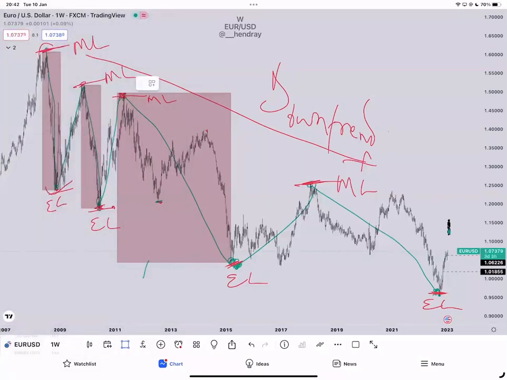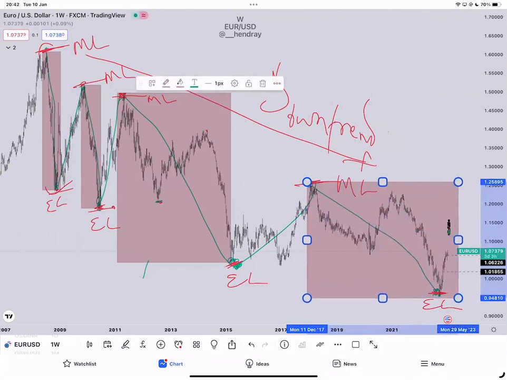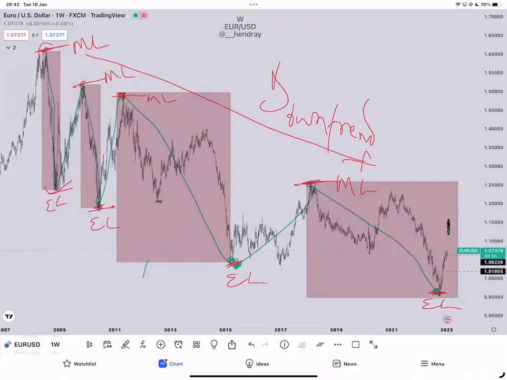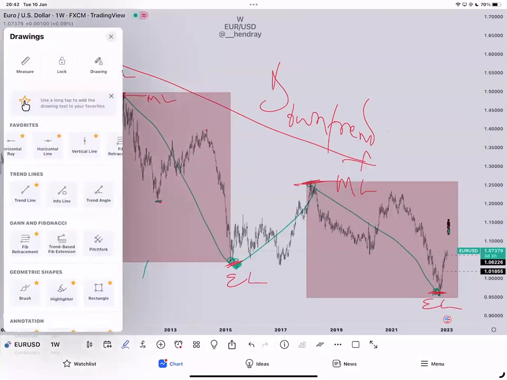It's very simple. Then from this high, that is from ML to EL. Okay. ML down to EL. That is your major structure range. What links ML to EL? That is your major structure range. And then we have the minor structure range, which are the pullbacks.